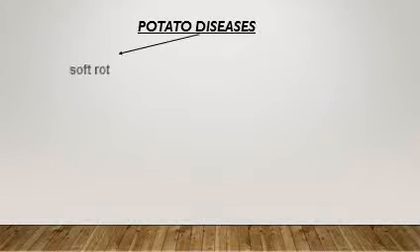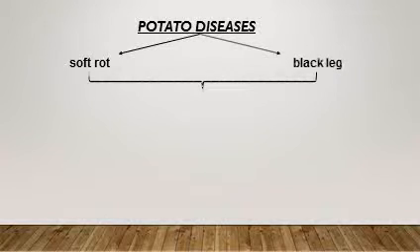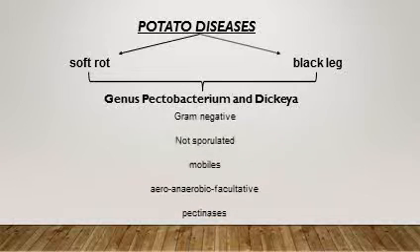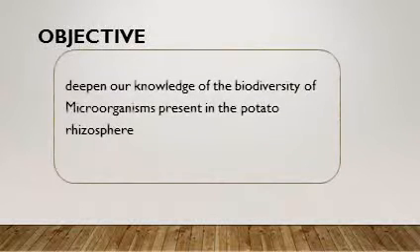Among potato diseases, there are soft rot and blackleg, due to the genera Pectobacterium and Dickeya. They are gram-negative, non-sporulated, mobile bacteria. They are characterized by fermentative metabolism of respiratory type, facultative aero-anaerobic, and they have a strong pectinolytic activity due to the production of pectinases.